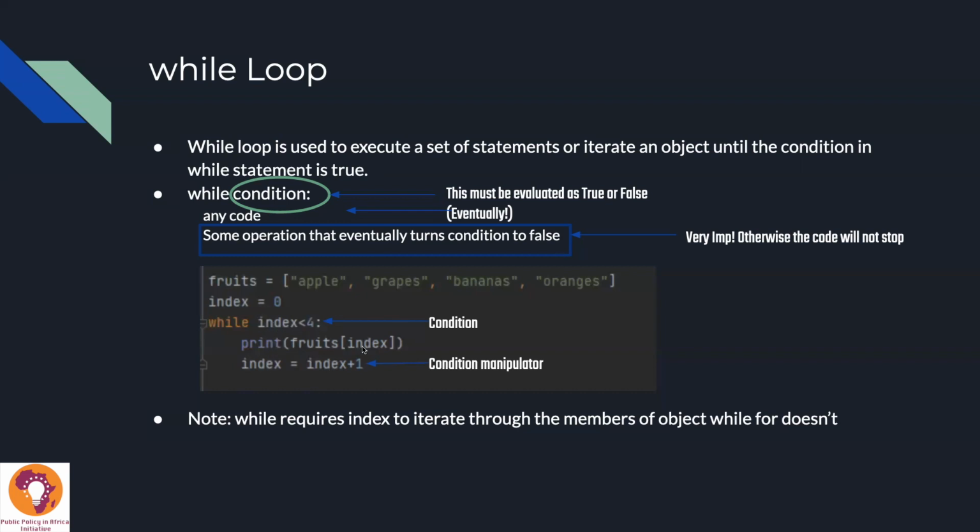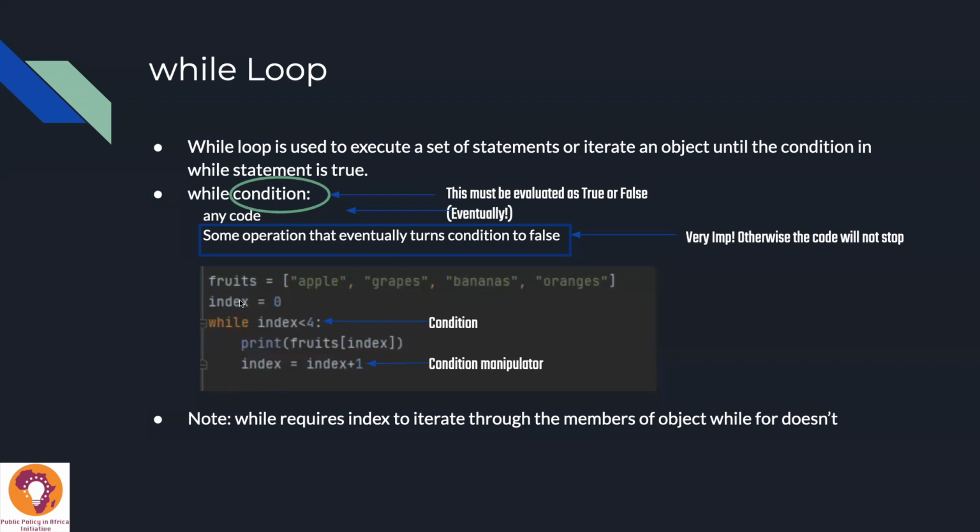So we go in, print fruits at index 3. And so we're going to output oranges to the console. We're going to increment index again. So now the value of index is 4. So now we check, is 4 less than 4? It's not. So this has evaluated to false. Now we exit our loop, and we're going to go on and execute code that comes after the loop.